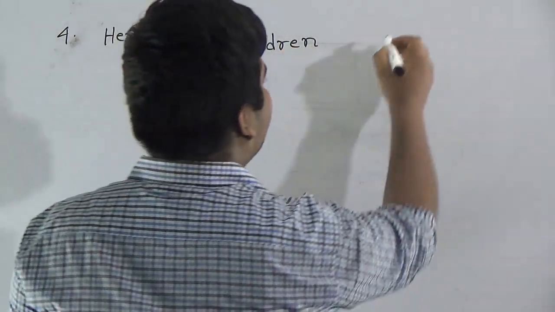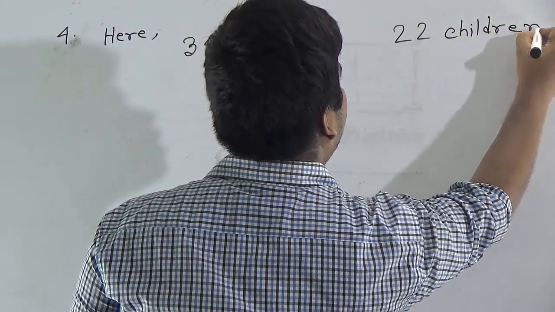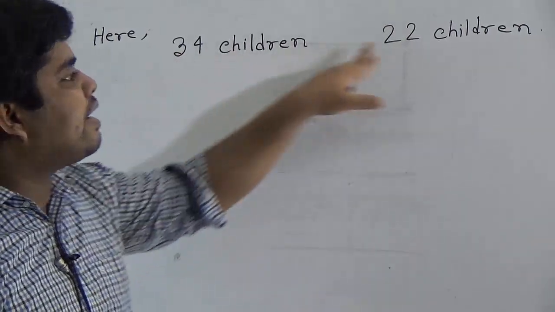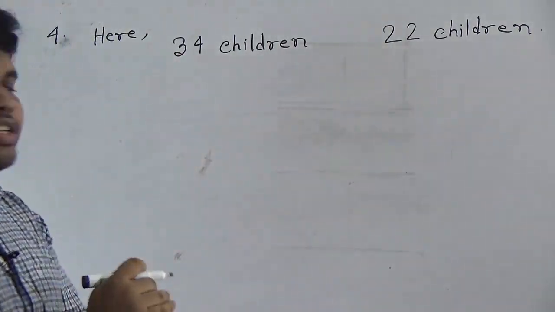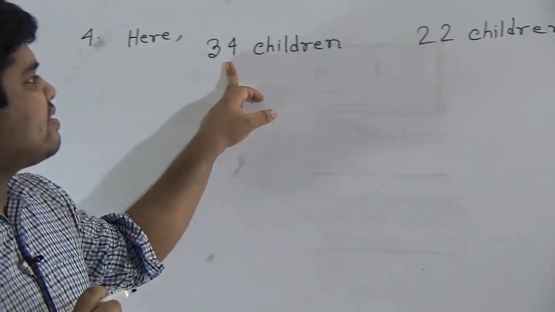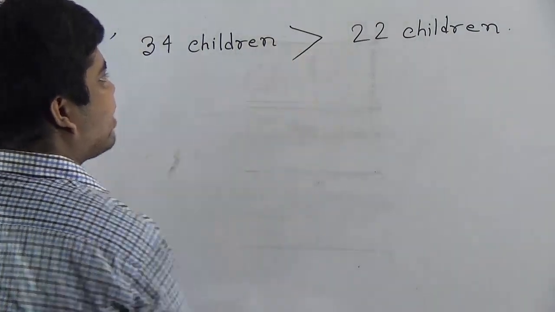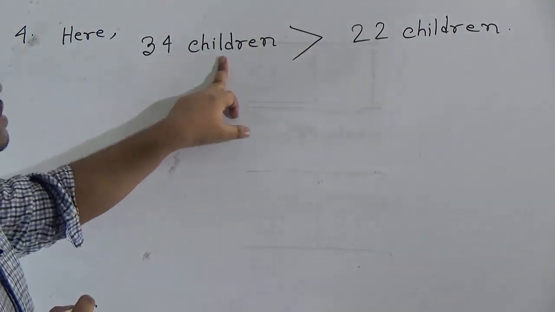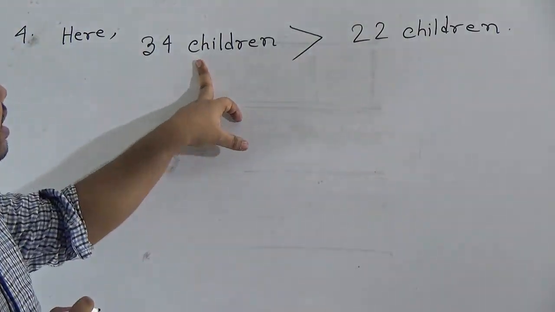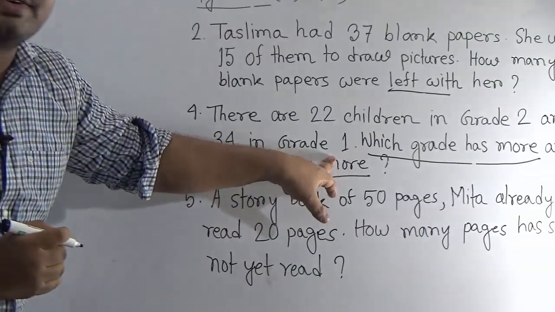and 22 children. Which one is greater between 34 and 22? You are very smart learners. I know you can answer this question. 34 is greater than 22 children. So I write here the greater than sign. So 34 children greater than 22 children. So 34 children in which grade? Notice the question. 34 in grade 1.